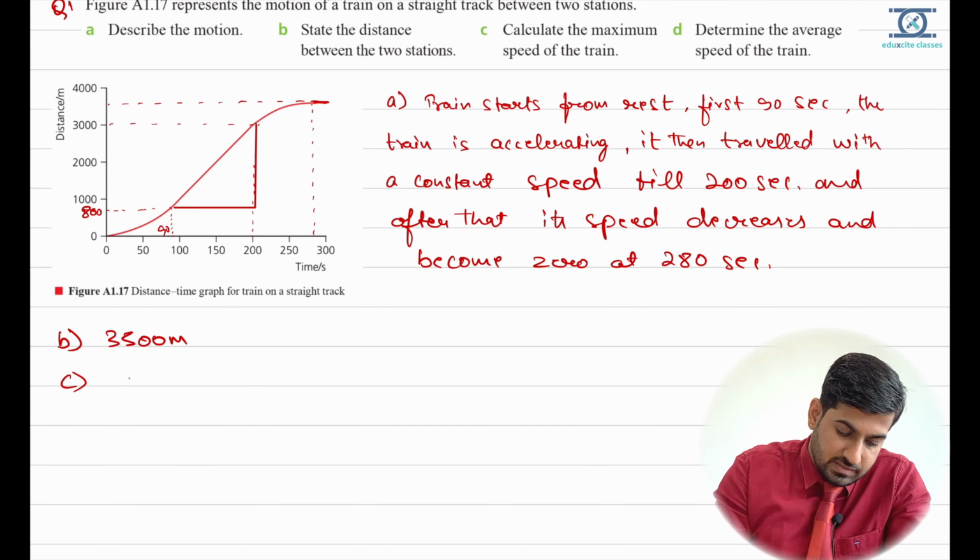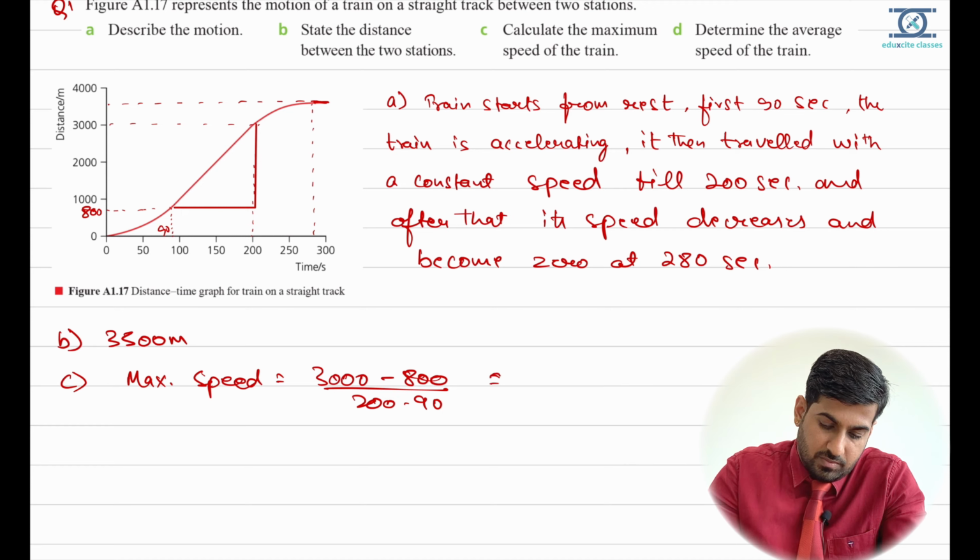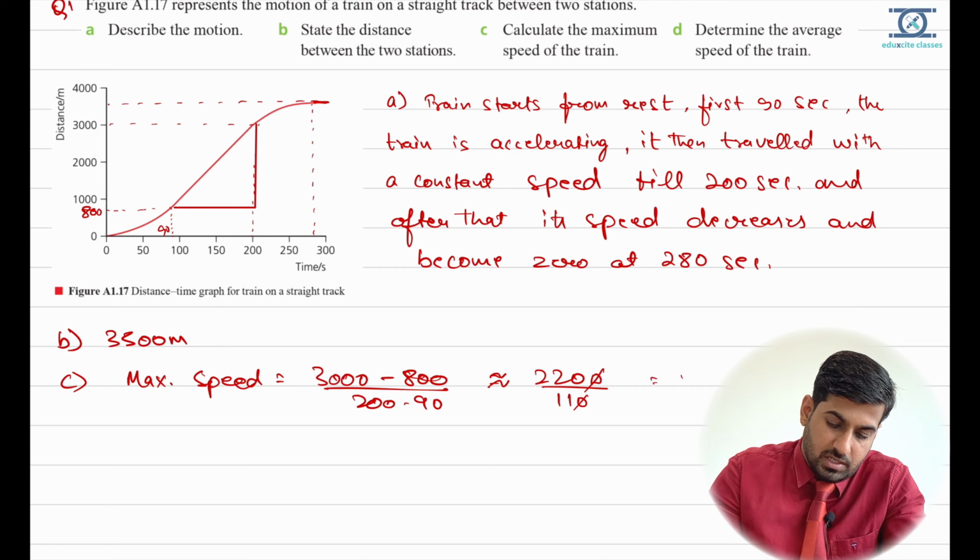So the maximum speed is the gradient, which is 3000 minus 800 divided by 200 minus 90. That is approximately 2200 divided by 110, which gives approximately 20 meters per second. This will be your answer for the C part.